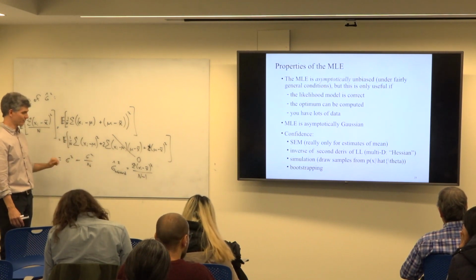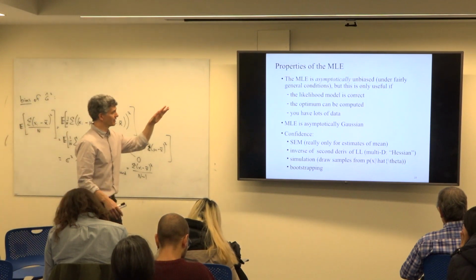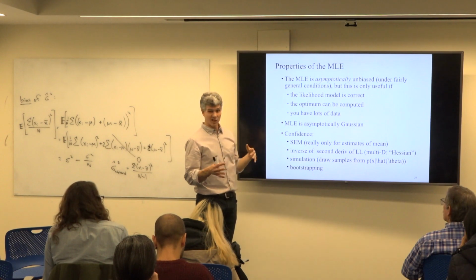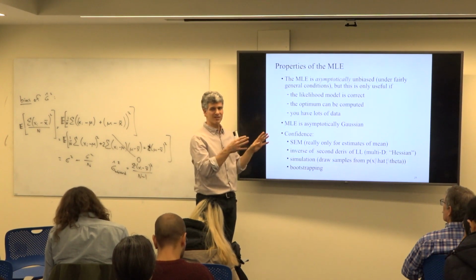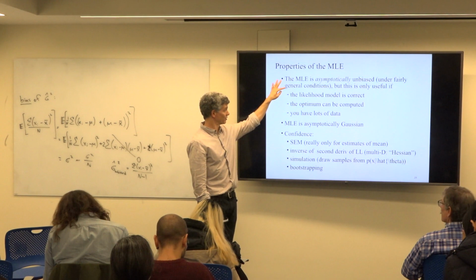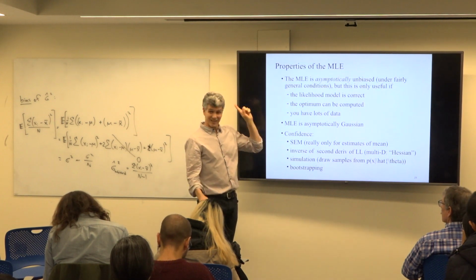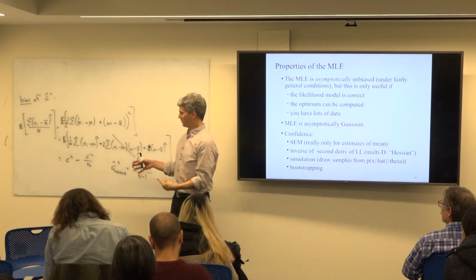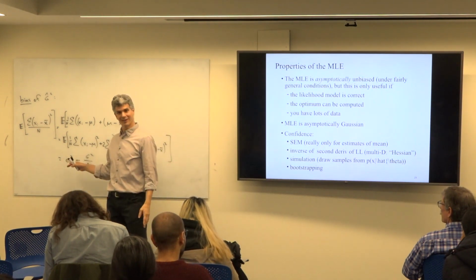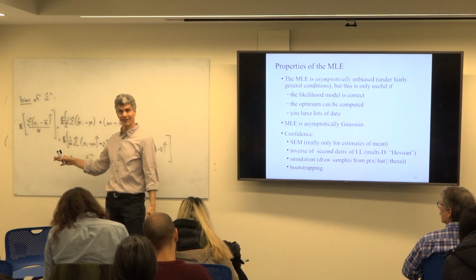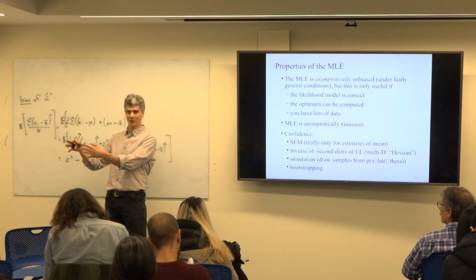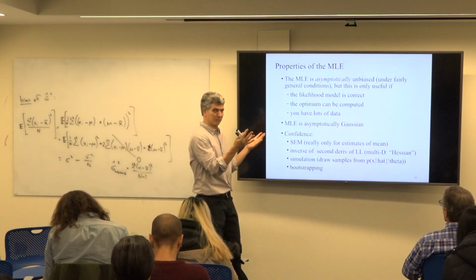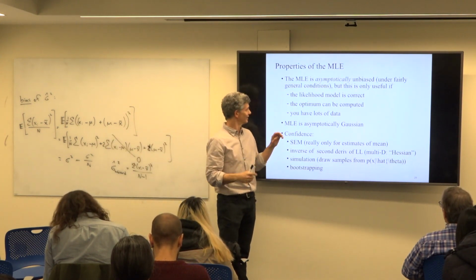This thing goes away, and you get the right answer. Okay, so maximum likelihood estimation is asymptotically unbiased under pretty general conditions. Basically, for all distributions that you're going to care about, that's going to be true. But the problem is that that's only useful if the likelihood model is correct. That is, you actually know you've derived a likelihood and the maximum of that likelihood, and it's the right likelihood. That is, it's the correct description of the distribution that generated your data. If it's not, then you haven't really proved anything.